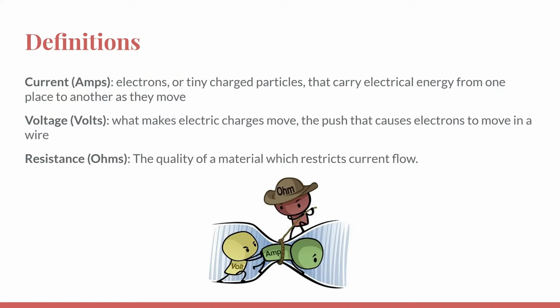So now time for some definitions. Current is the flow of electrons from one place to another, like in the lightning example from before, where these electrons are being moved from the clouds to the ground. Volts is what makes the current move. Resistance is what restricts flow, so an insulator would have a very high resistance. You can see it in the picture how resistance, the guy with the ohms on his hat, is trying to stop amp, which is current, from getting through a wire, while volt is trying to push amp through.